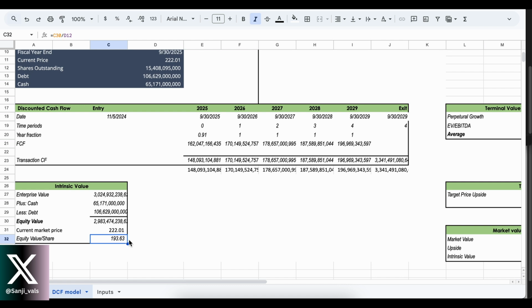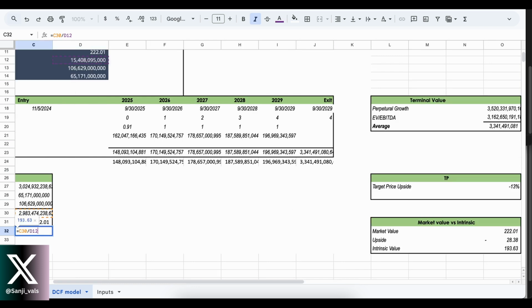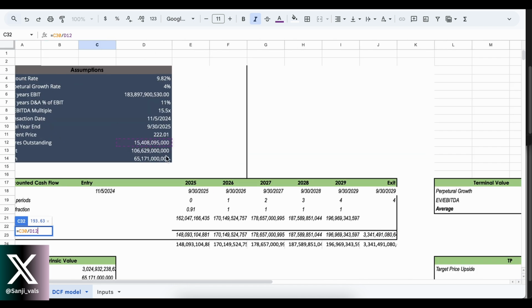The next step is to make simple comparisons of the market value. The current share price is 222 and our calculated value is 193. So it means that it has the 28% decline potential, or in percentage terms, Apple has the 13% decline potential, which means that based on this DCF model with our assumptions, Apple has 13% decline potential.